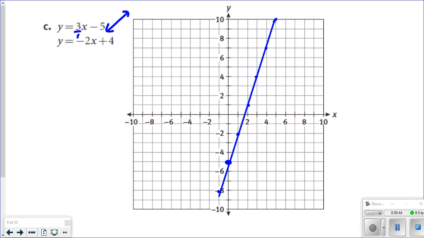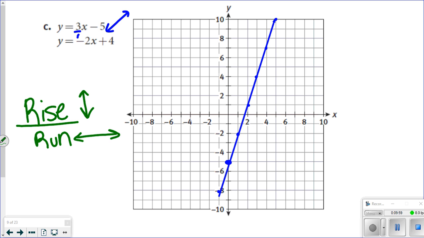A common mistake that I've been seeing is that we're flipping or switching our rise over run. Our rise is our change in y values, up and down. Our run is side to side. And another one that I've been seeing is we're forgetting that our positive slopes have to be increasing or rising from left to right, and our negative slopes have to be decreasing or declining from left to right.